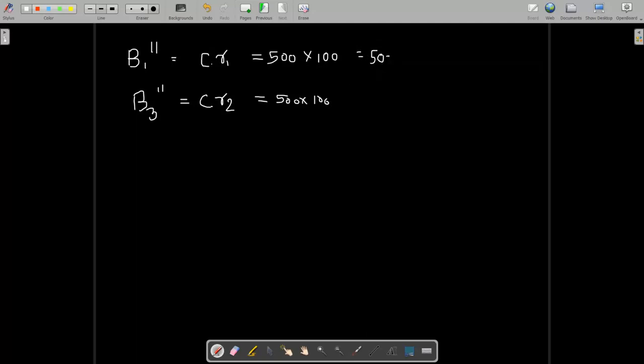What is the equation I am writing first? C into the least distance for this bolt, and for the B3 bolt, the secondary force is C into R2. C is 500, and distance R1 is 100. 500 multiplied by 100, that is 50,000 Newton.